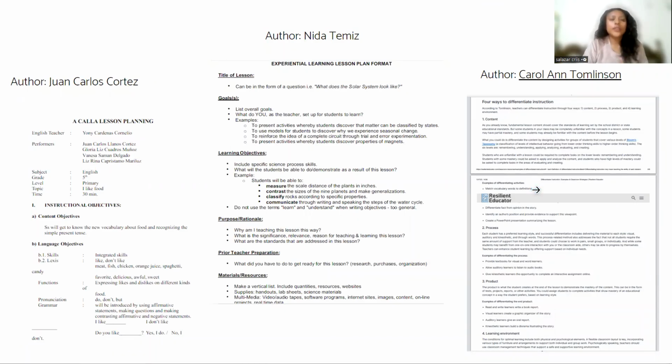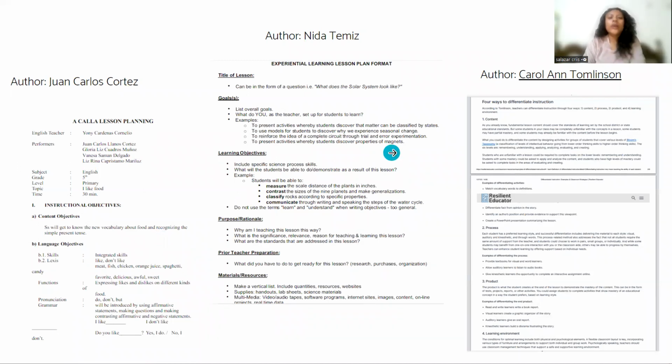The author for this lesson plan is Juan Carlos Cortés. He considered a CALA's lesson plan model. As you can see, this model has a lot of aspects. As you can see, language objectives.